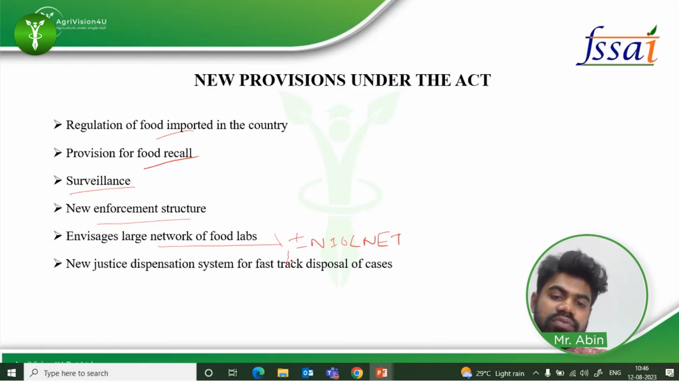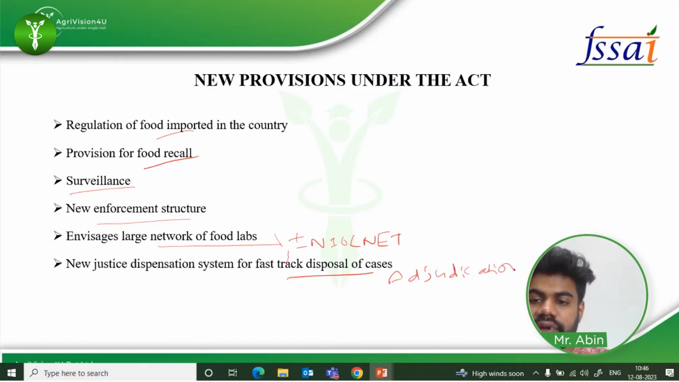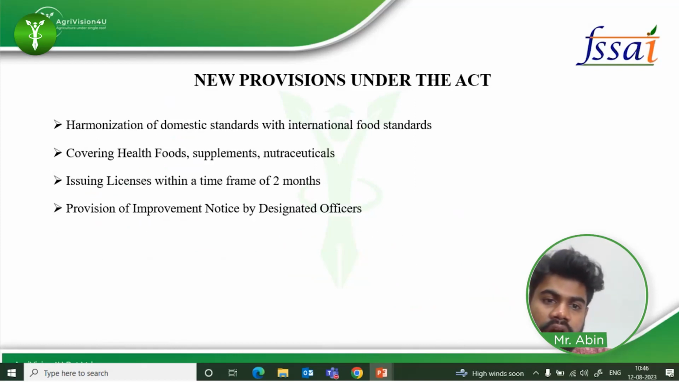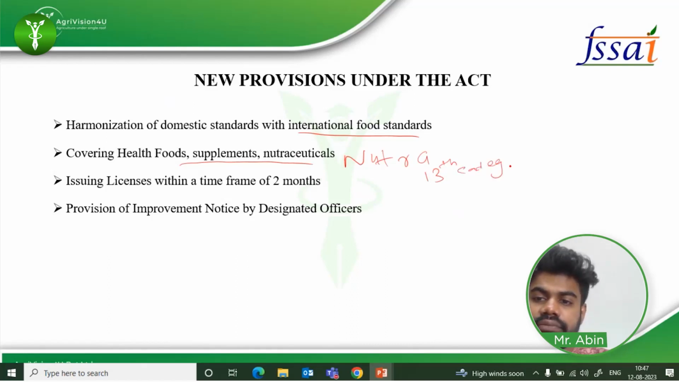A new justice dispensation system for fast track disposal of cases, like adjudication. Before that, there were no separate courts. Now, under the FSS Act, Section 68, there is a provision of adjudication. Harmonization of domestic standards with international food standards, and health supplements and nutraceuticals. This is a very broad category. Nutra is called the 13th category also under FSS and FF. We will be seeing that later.